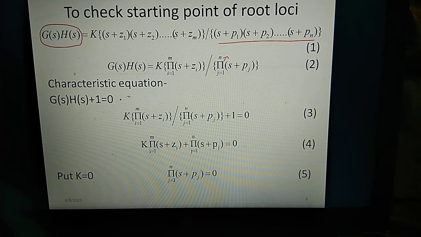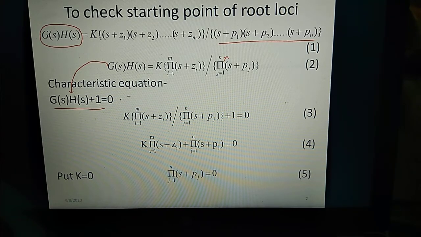Okay, so from here what will be the characteristic equation? 1 plus GH is equal to 0. Now put this value here, so we will get k times the product of (s plus zi), i starting from 1 to m, over the product of (s plus pj), j starting from 1 to n, plus 1 is equal to 0. Now take the LCM, do the cross multiplication, so we will get k times the product of (s plus zi), i from 1 to m, plus the product of (s plus pj), j starting from 1 to n, is equal to 0.